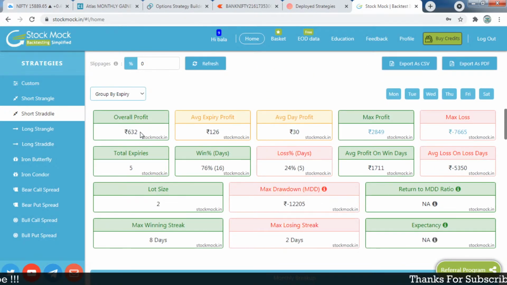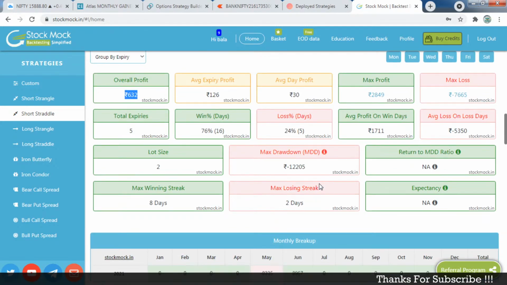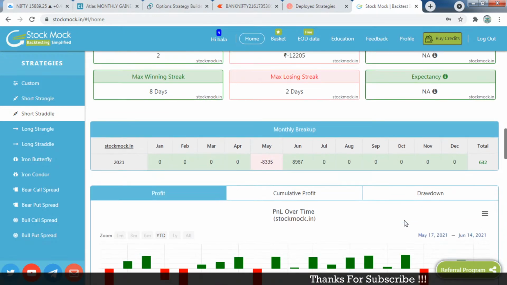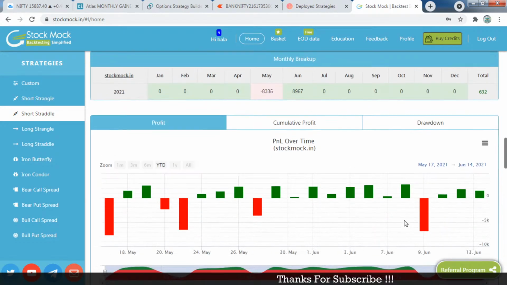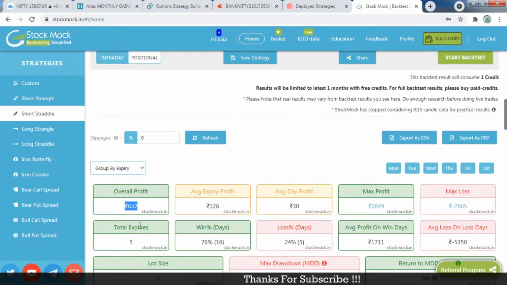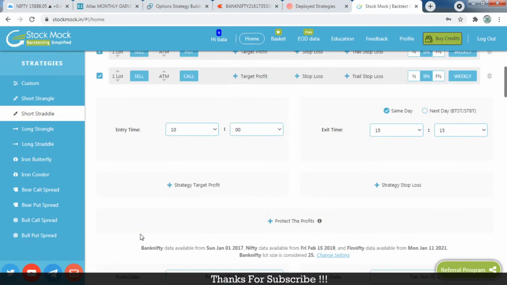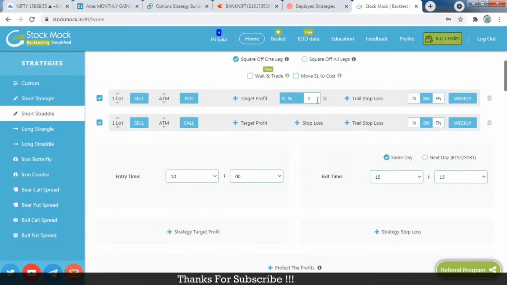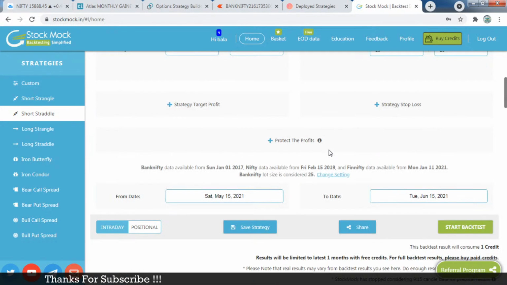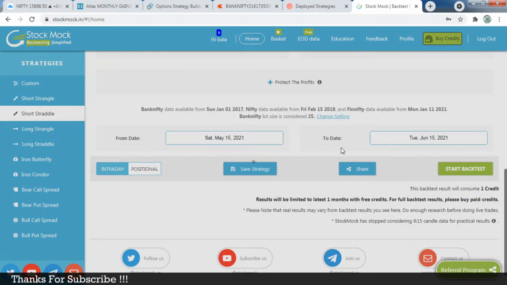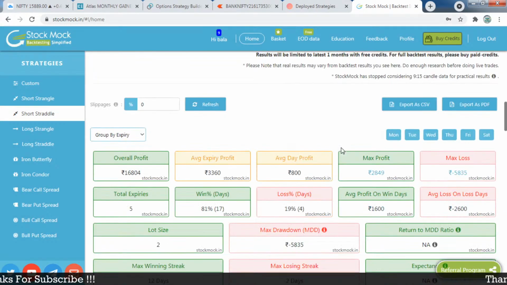Is that 600 rupees total profit? What have you done? Not putting any stop loss, keep running your position. That is why your profit is very low. Meanwhile, if you are managing your position with a stop loss, for example, if I do a 100% stop loss, whatever premium I sold, I can keep double as a stop loss. Let's check how it is.